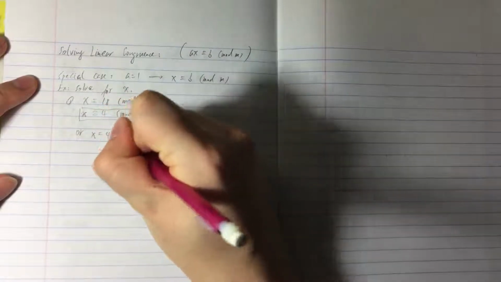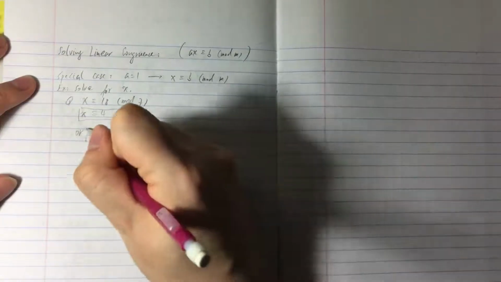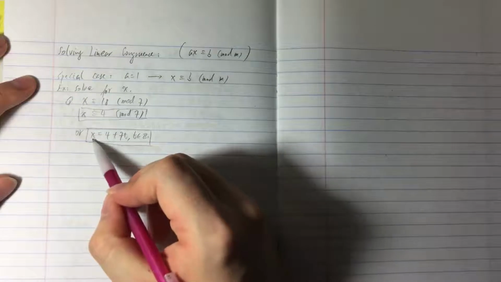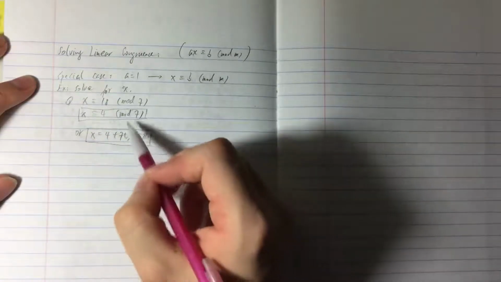Or we can write it as an equation. We can write X equal to 4 plus 7t, where t is an integer. There are two ways to write the answer: as a congruence, or as an equation.